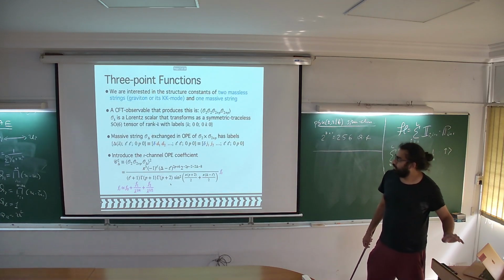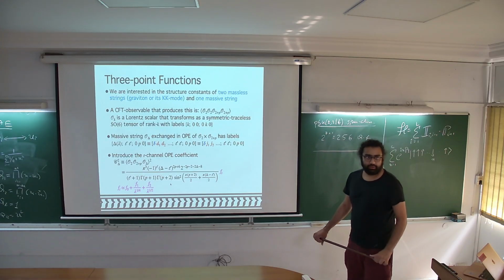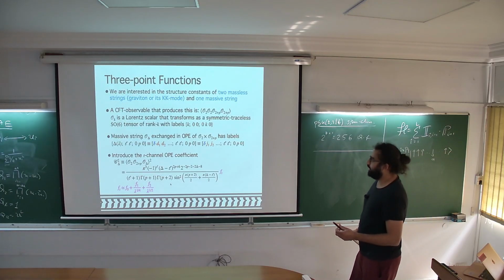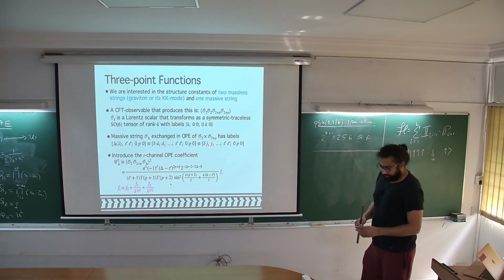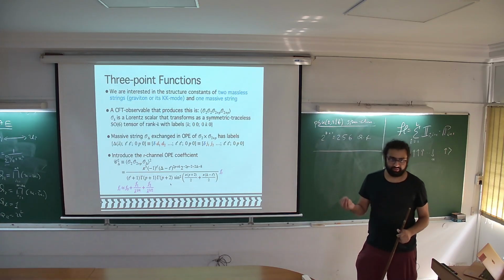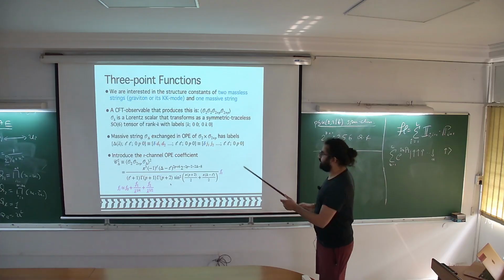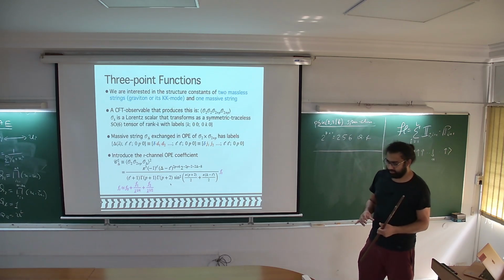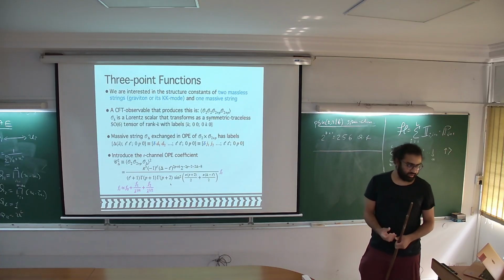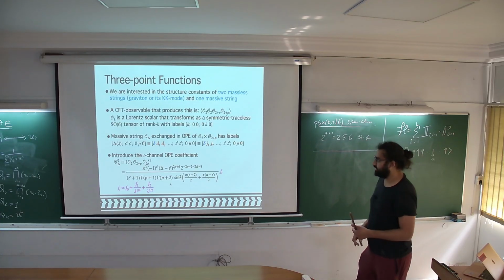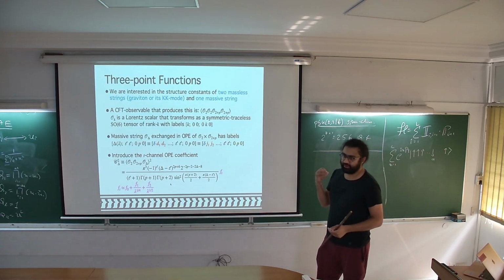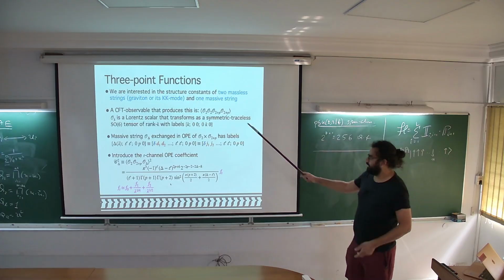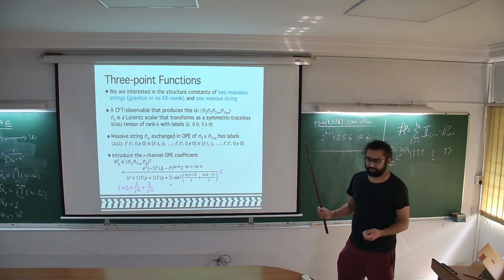Okay, so now we get to 3-point functions, and I have like half an hour left, which is good. So what are the kind of 3-point functions we want to compute? We want to compute the 3-point functions of 2 massless strings with 1 massive string. In particular, the massless strings could be either gravitons or their KK modes, and then you have 1 massive string exchanged. A CFT observable which produces this 3-point function is this sort of correlator in super Yang-Mills.